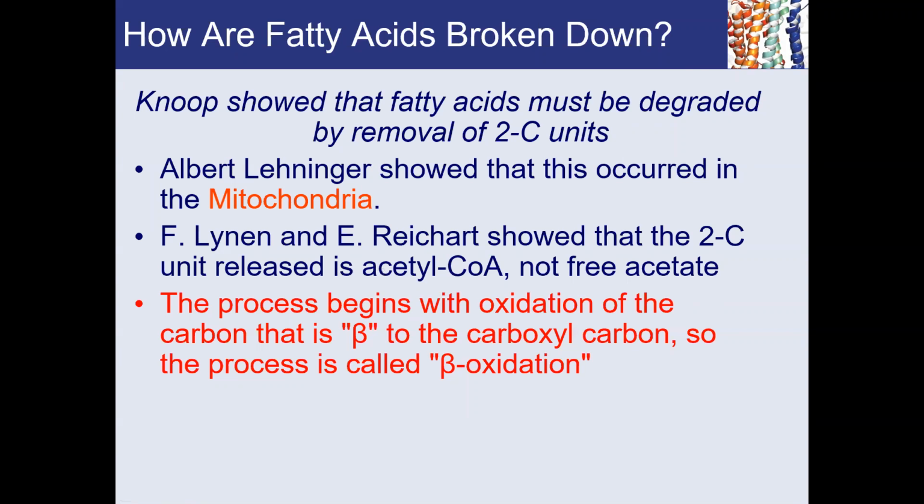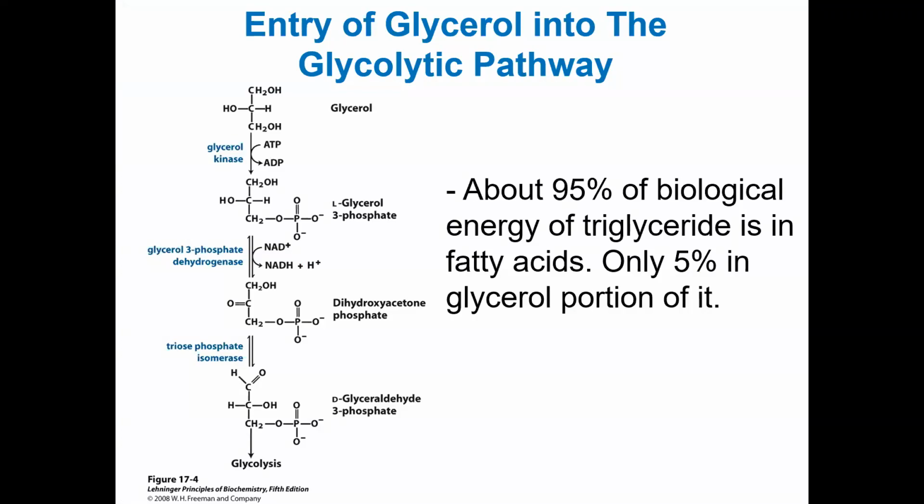And so the way the process happens is that you do beta oxidation, and I will show you why the name beta oxidation happens in the next few slides. Okay. So this process literally begins with the oxidation of a carbon that is beta to the carboxy carbon. That's why the term beta oxidation, right?